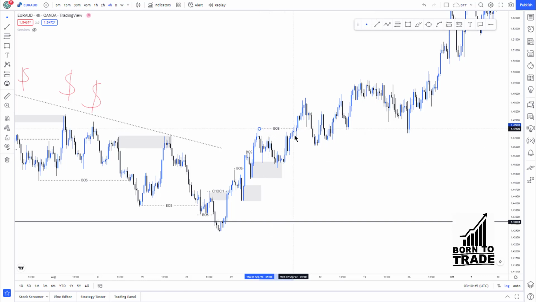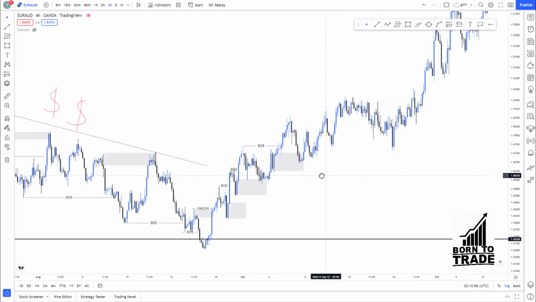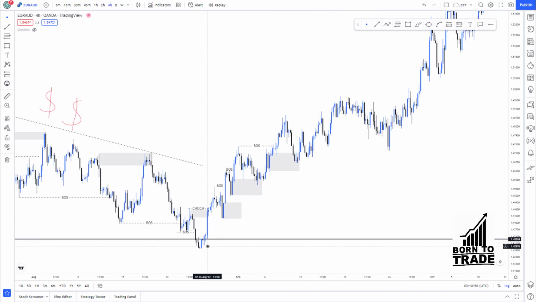Another break of structure right here. Price returns back again. What can we see? Price is coming back to mitigate the zone. I hope you can see that this is simply institutional order flow. This is how they are moving their money. Institutions are moving their money right here, and price will continue moving this way.